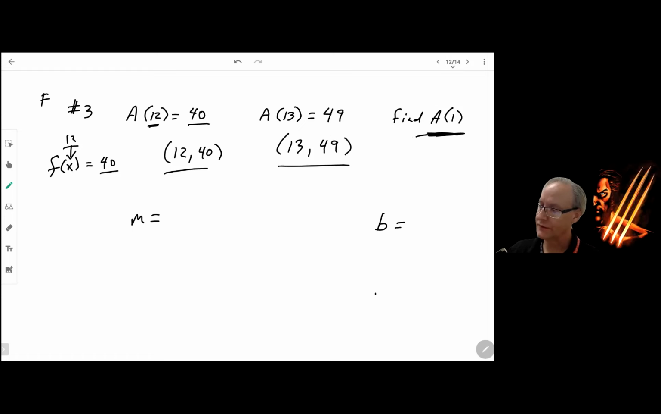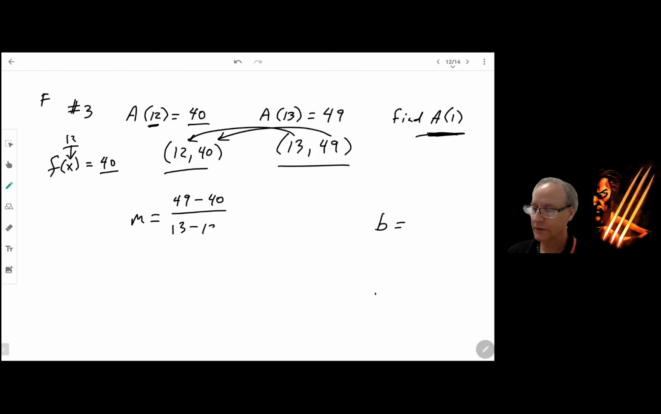To find the slope, we subtract. We get 49 minus 40 over 13 minus 12. So my slope is 9. My b value I can find by using either one of the points and using y equals mx plus b.